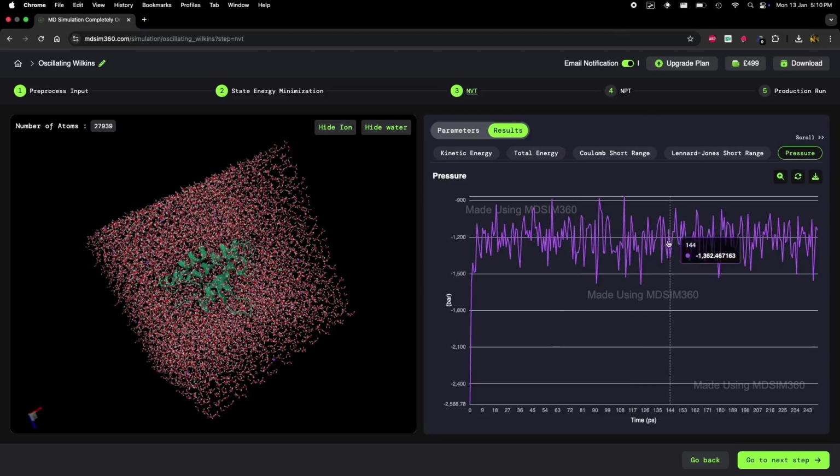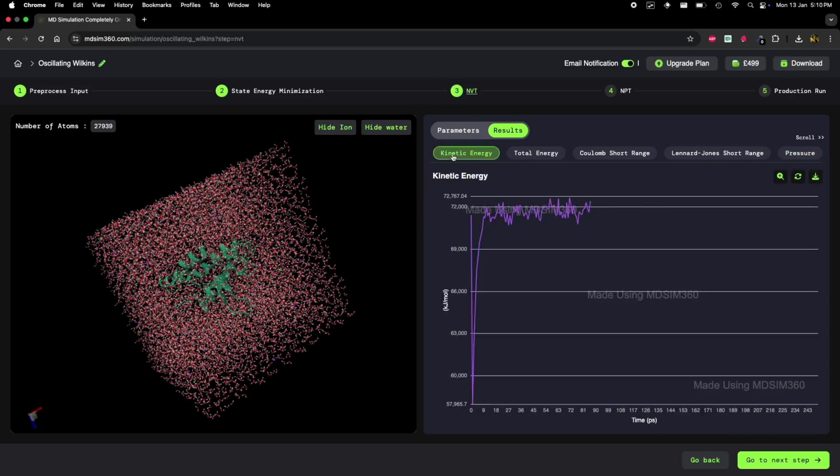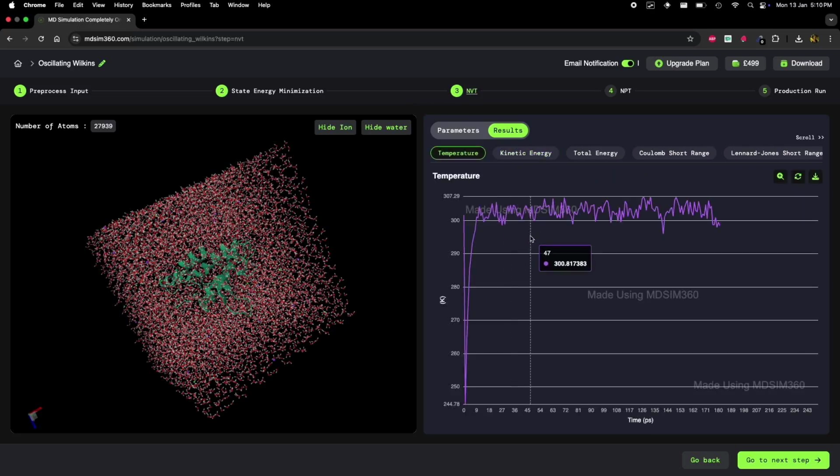You can see that the pressure isn't fully stable yet, and that's okay for now. In the next step, we'll focus on stabilizing the pressure to make everything balanced. The NVT step is absolutely essential because it allows the system to reach equilibrium.